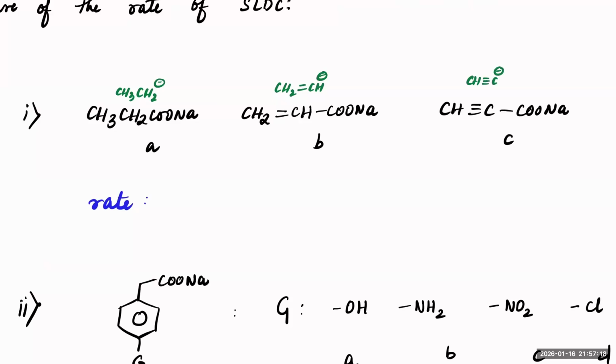So what are we having? These are the carbanions we have. And you know that the rate of the reaction will be A less than B less than C, because the triple bonded carbon will have more stability as an anion compared to that of single bonded carbon.